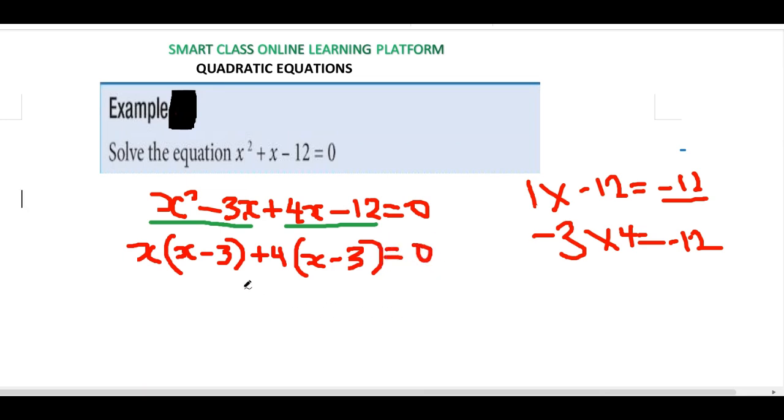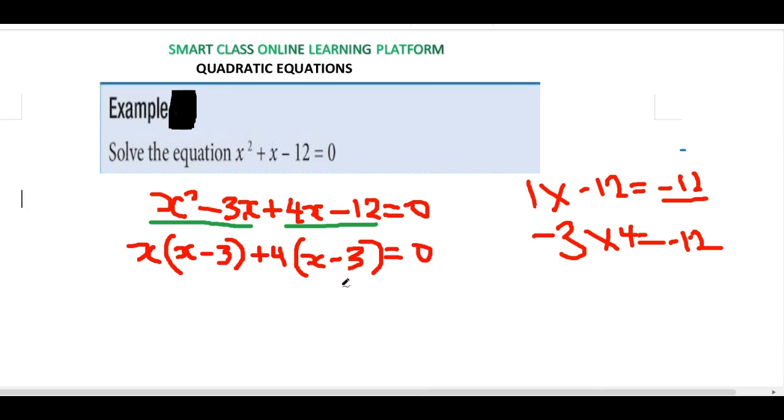Now the next thing is to check. You check if what you have inside this bracket and this bracket are the same. If they are the same, then you can proceed. If not, you have to go back and solve again, because that means there is an error. If the quadratic equation is factorizable, you must get the same thing.